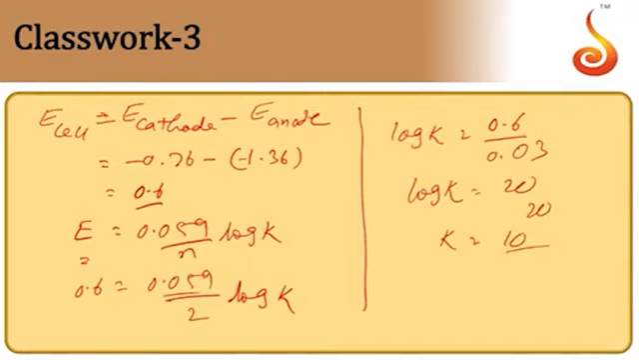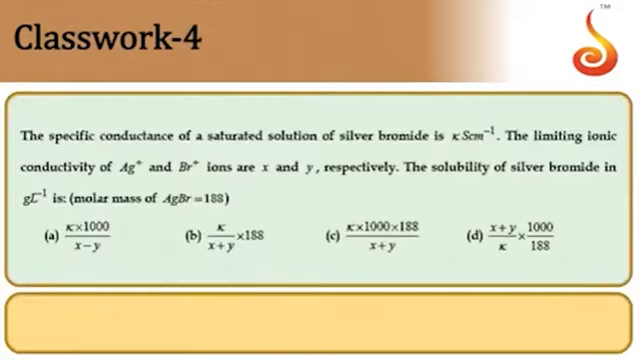So we found out the E of cell, and E is equal to 0.059 by N into log K. The value of N we found by observing the equation itself: 2 electron transfer is taking place. So finally we found the value of K as 10 to the power of 20. So the option is C in this one.